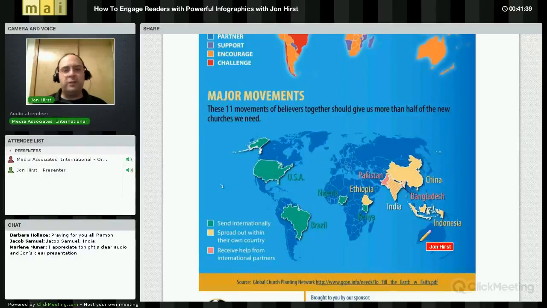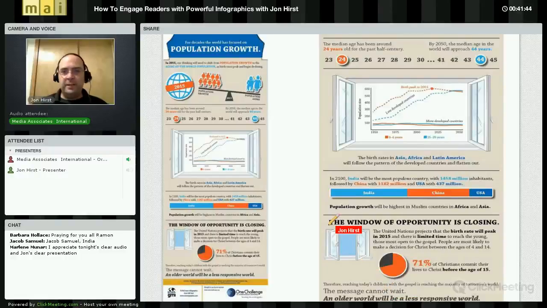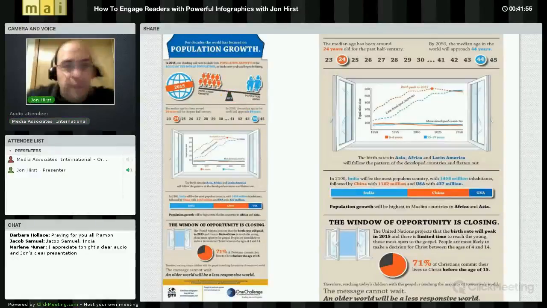It's also the challenge to every country to take the role in church planting around the world. Here's another one that was done about population growth. And the story here is that by 2015, essentially, we were going to see the shift where the population of the world will stop growing at the level it's been growing and will start to even out, even though there's been huge growth over the last years.